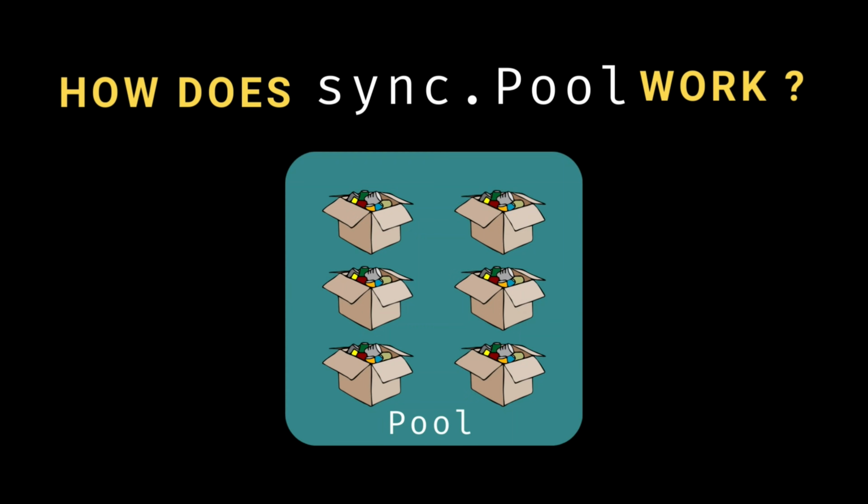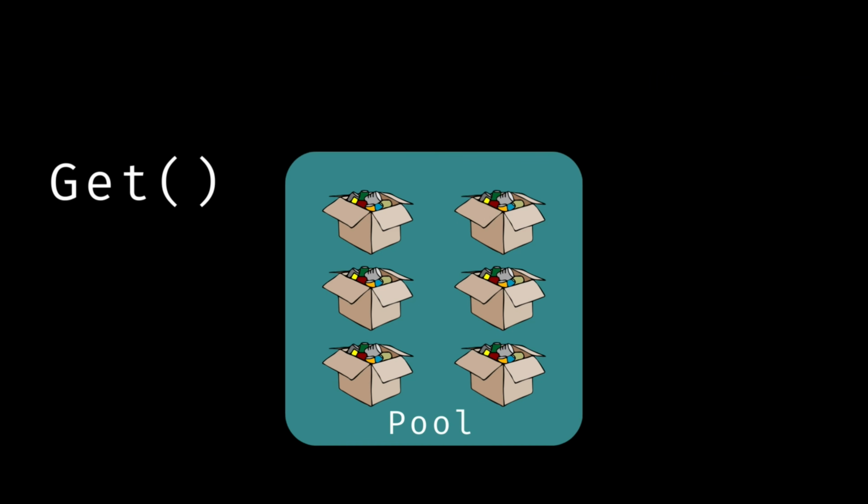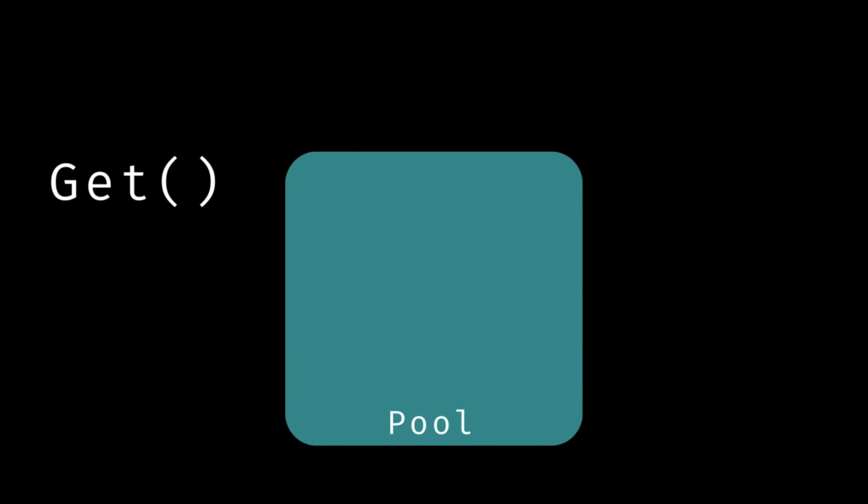How does it work? Suppose there is a pool of objects. Whenever we call the get function on the pool, if the pool has available objects, it returns an object. In case there is no available object in the pool, it allocates a new object using the new function and returns it. The object is then used and returned to the pool using the put function.